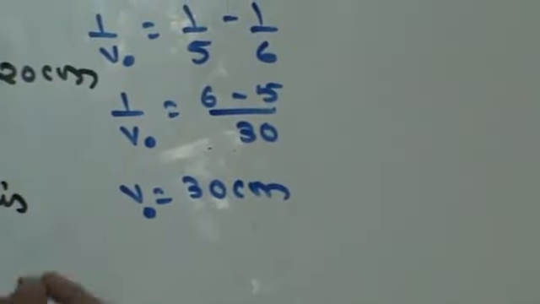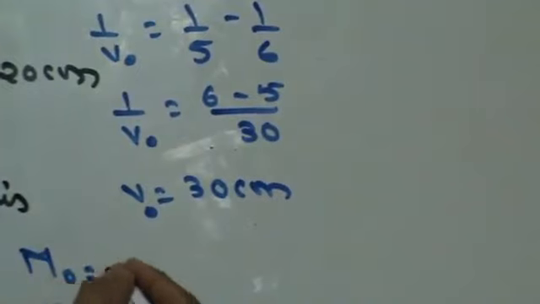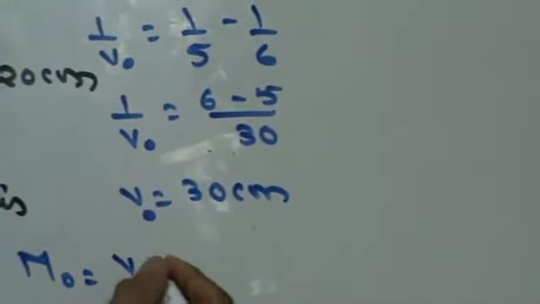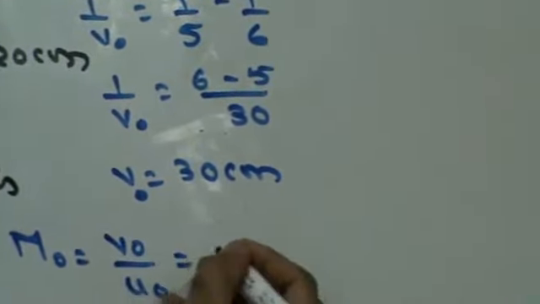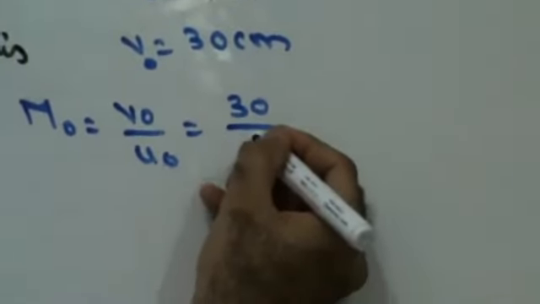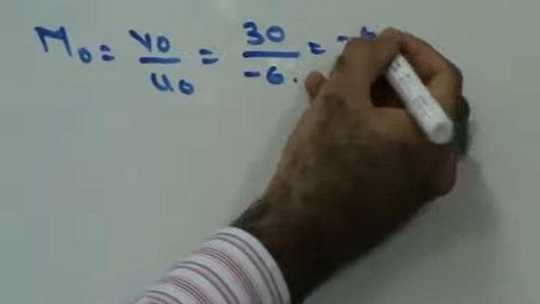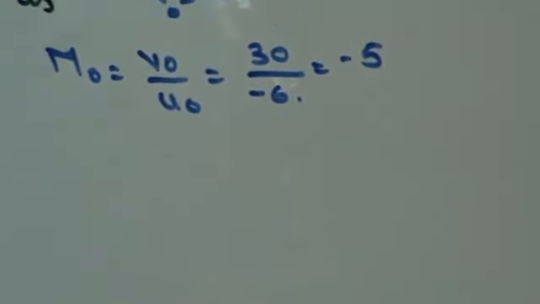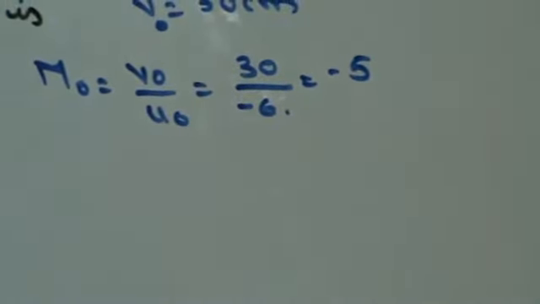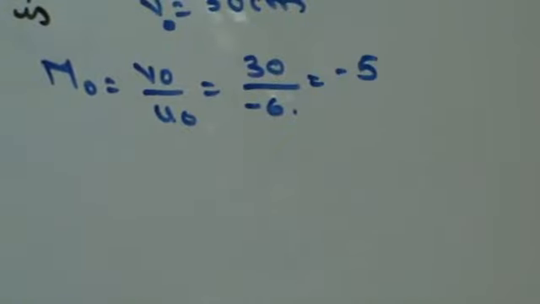So what will be the magnification of the objective? Magnification of the objective is nothing but V0 upon U0. V0 is 30, U0 is minus 6. So this is going to be minus 5. A virtual image is going to be produced. This is the magnification that will be produced by the objective.